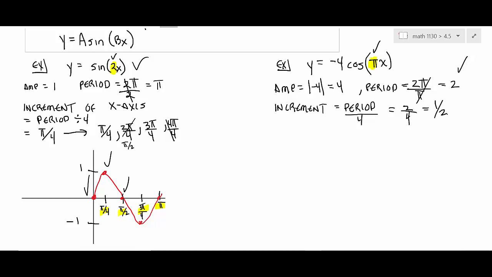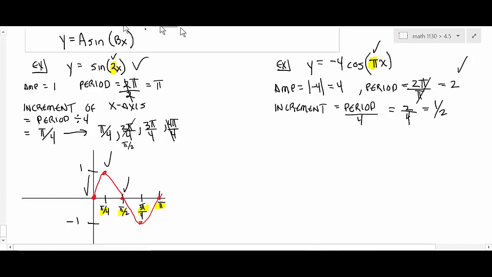Yes? So whenever we're trying to find the increment, we always divide the period by 4. And it'll be that same way on all 6 trig functions. When we go through all the graphs, it's going to be that way. And what that does is, remember, the y values are the same. You're just moving where they are on the x-axis.